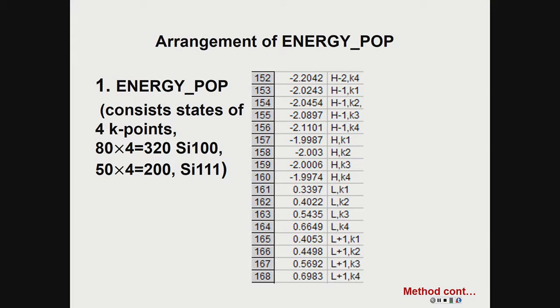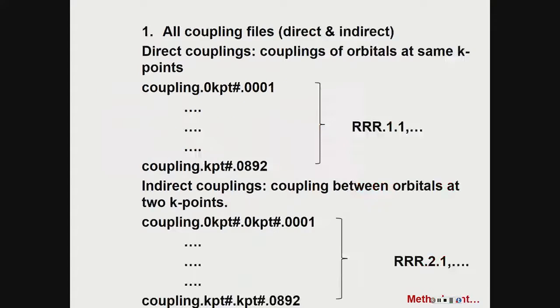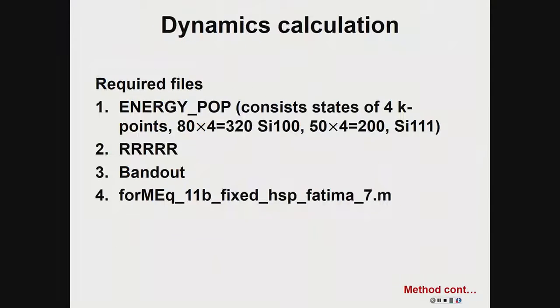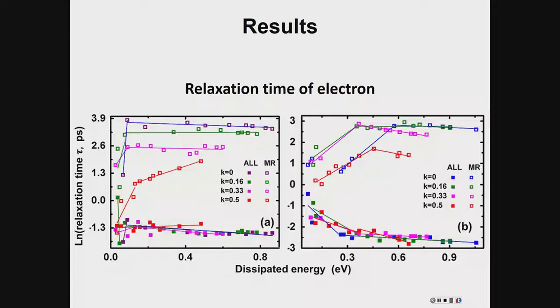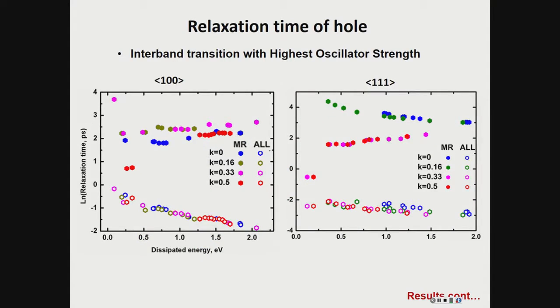Okay. I need to divide 110 by 4, then I can get which K point it is. Maybe I'm a little bit confused. Shouldn't the initial hole and initial electron be in the same K points?